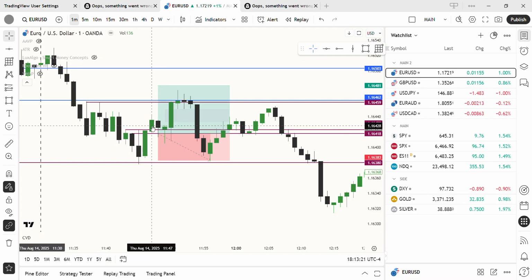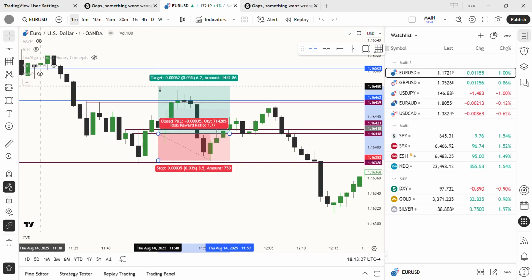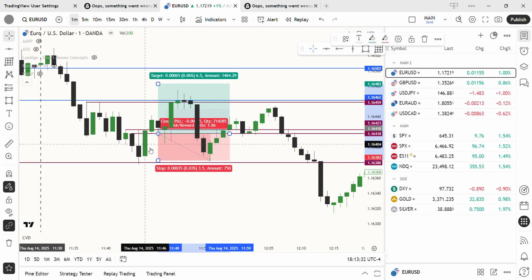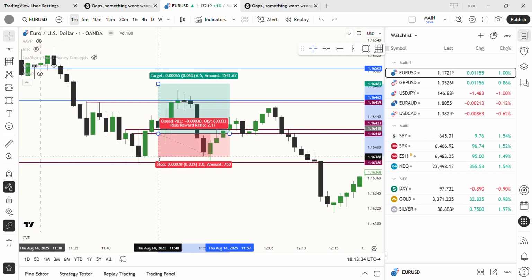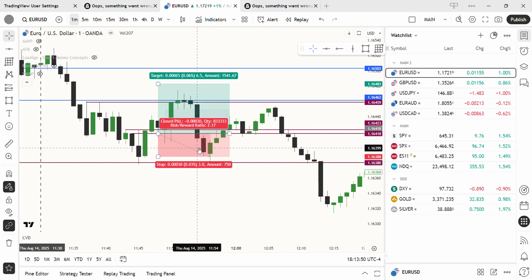So I'm going to say 1 to 2.17 R&R. Break even trade. 1 to 2.17 RR. 3 to 6.5 pips.